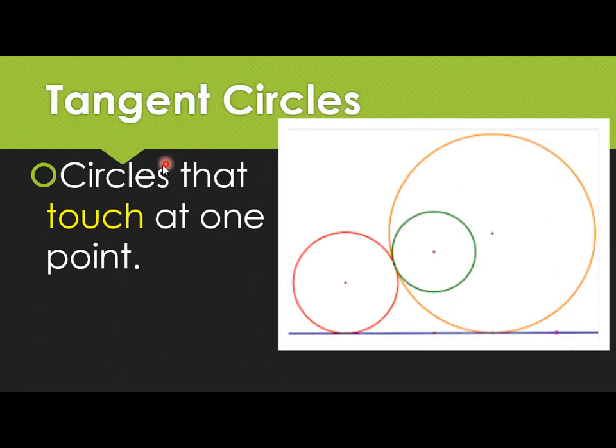Okay, tangent circles, circles that touch at one point. Where the red dot is, that's where they're touching. So the orange and red are touching. The red and the green are touching. Even the orange and the green are touching. So the orange and the red are called externally tangent because they're touching and they're outside of each other. The orange and the green are called internally tangent. And the red and the green, if the orange wasn't there, the red and the green are externally tangent. The green and the orange are internally tangent. Okay. Next.